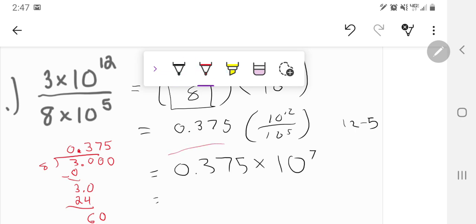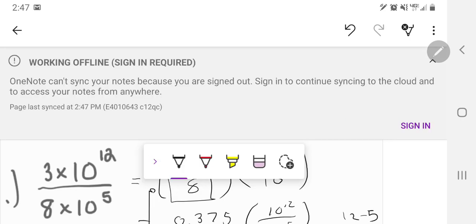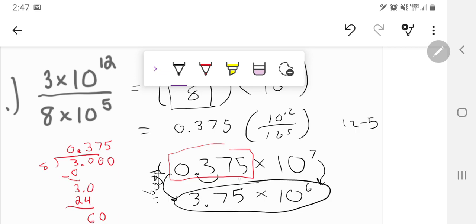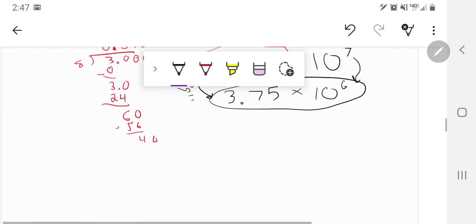We have a problem here. Alert, alert. We have a number not between 1 and 10. So we got to move that decimal over, thus making this value larger. That got bigger, so my exponent has to get smaller. 10 to the 6th. And there we have it. That's how you get the answer for number 4.